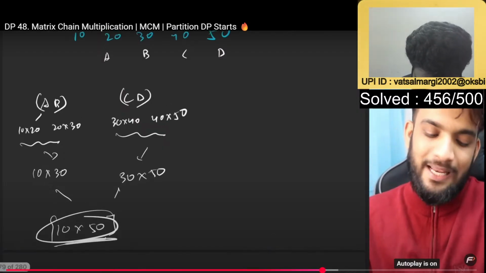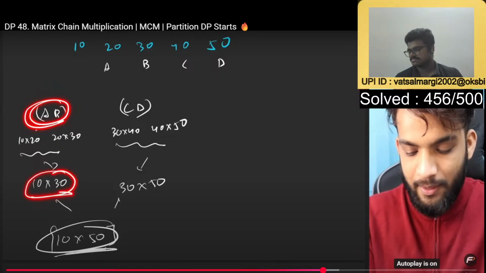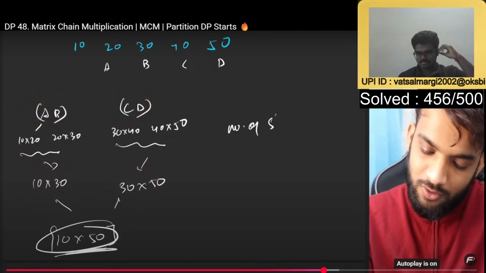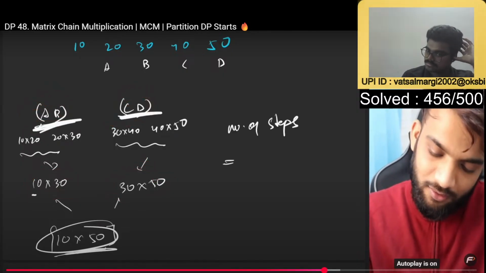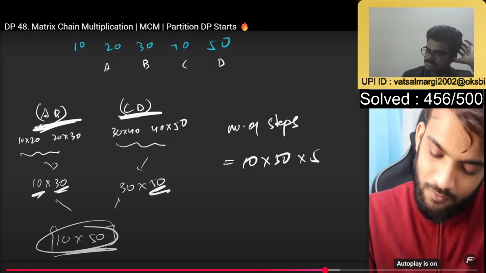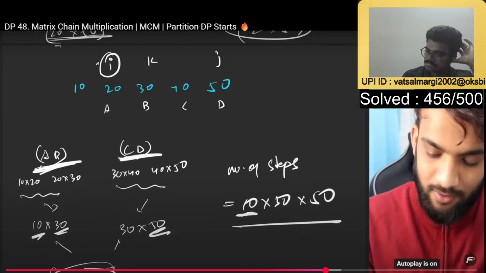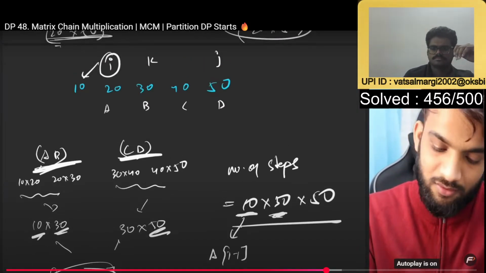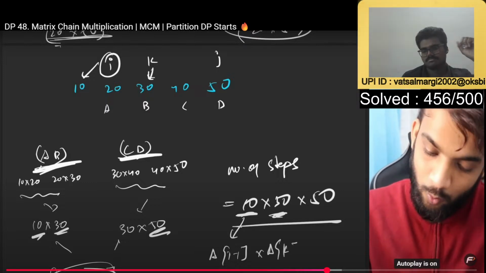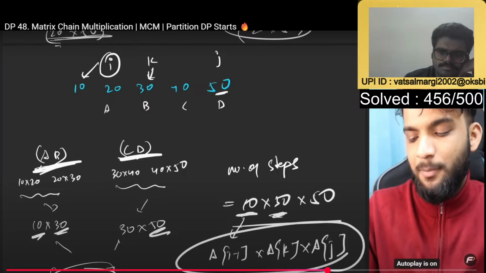So can I say the number of steps? Because at the end of the day, AB was 10 cross 30, and CD was 30 cross 50. So the number of steps, if you take CD and if you take AB, will be 10, 30, and 50. So again, you can relate. What's 10? A of I minus 1. What's 30? A of K. What's 50? A of J. So this is how the number of steps can be easily found.